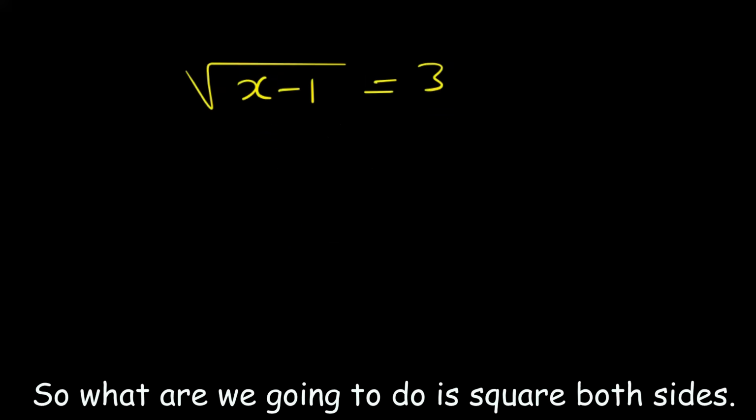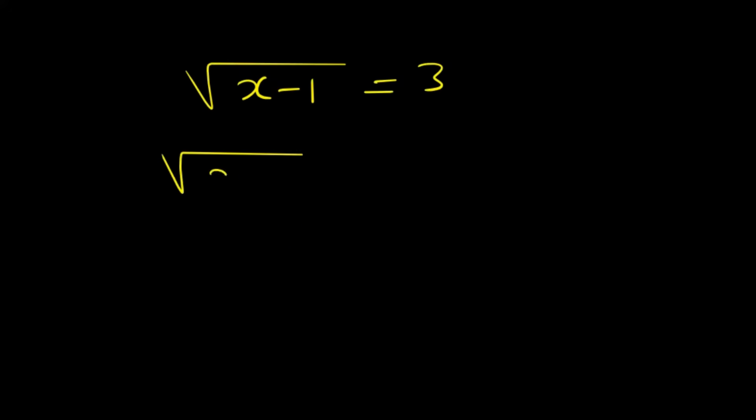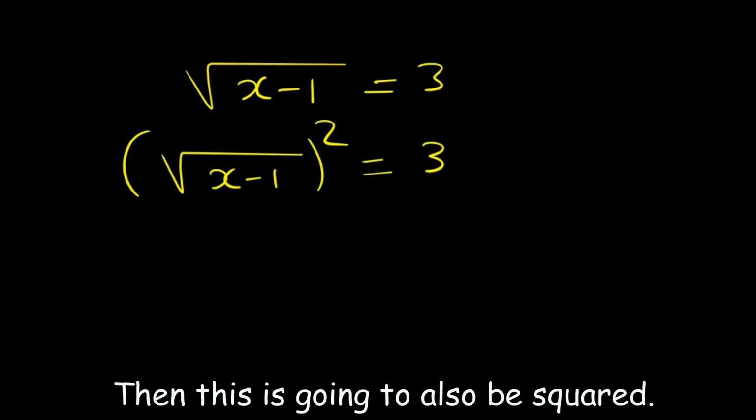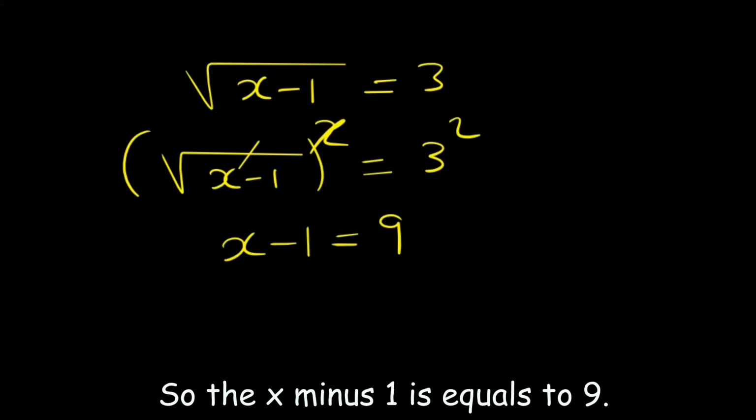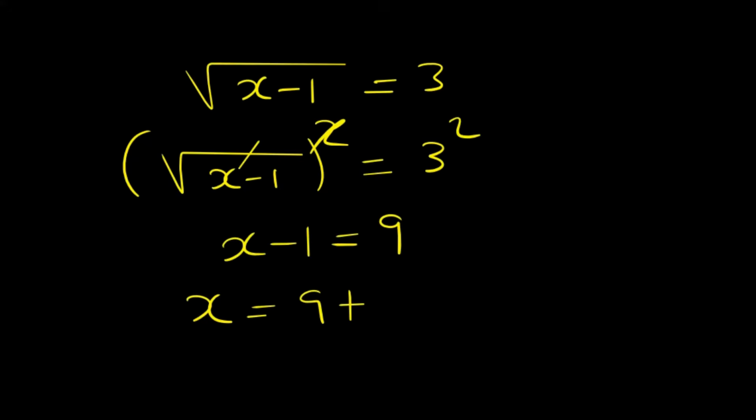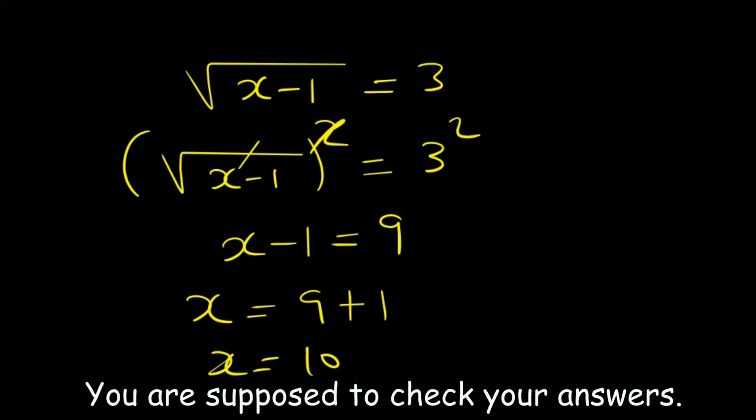Let's say we have this equation, the square root of x minus 1 is equal to 3. So what are we going to do? Let's square both sides. So we have x minus 1 squared, is equal to 3, which is also squared. So the square and the root are going to cancel. So x minus 1 is equal to 9. So x is equal to 9 plus 1. x will be equal to 10. Then for radicals and modulus functions, you're supposed to check your answers.